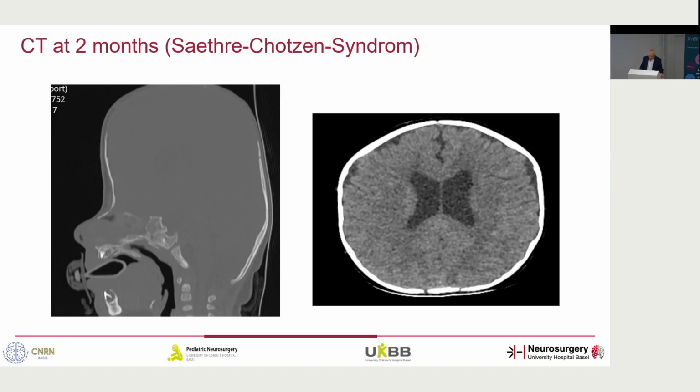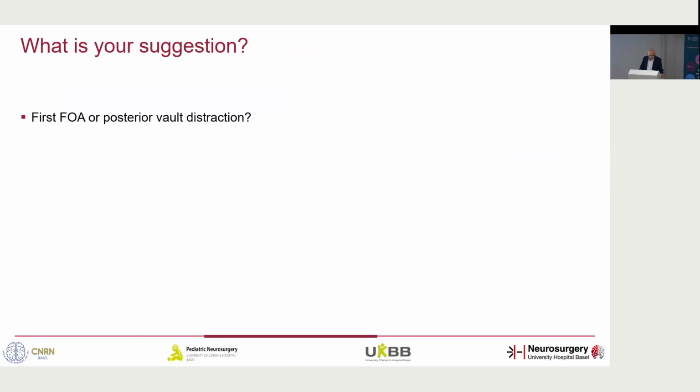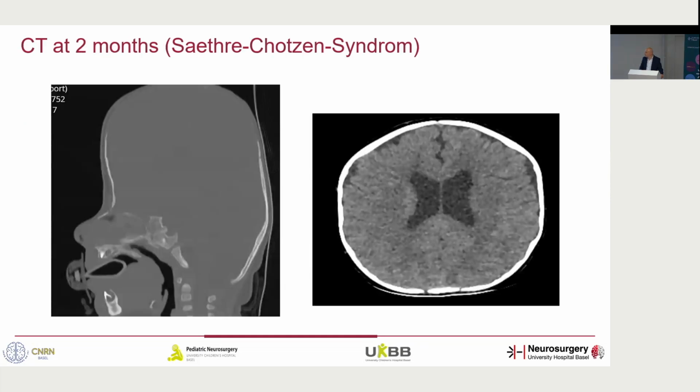And the question would be here, what would be your suggestion? Would you do first a FOA? Would you do a posterior vault distraction? Would you combine? Would you go also for the posterior fossa? I know it's not a lot of images, but maybe you can give me an opinion on what would be your take at it, and at what age would you start treating? No, this is just a case discussion, sorry. Oh, you're disappointed.